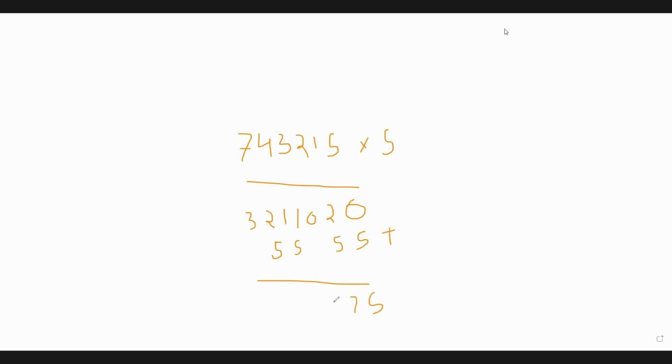7, 0, 6, 6. Wait. 6, then 1. This 5 is under 2, right? Then 7. Then 3. So that is your answer. It's 3, 7, 1, 6, 0, 7, 5.